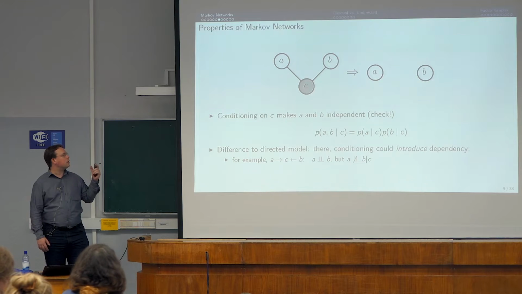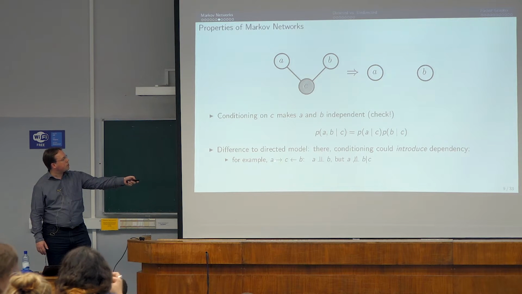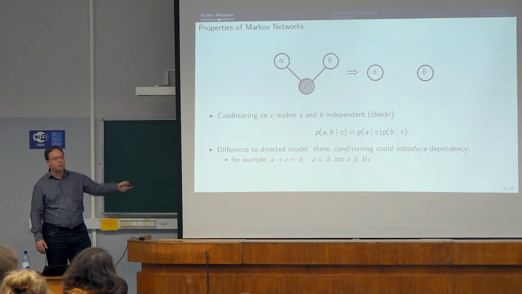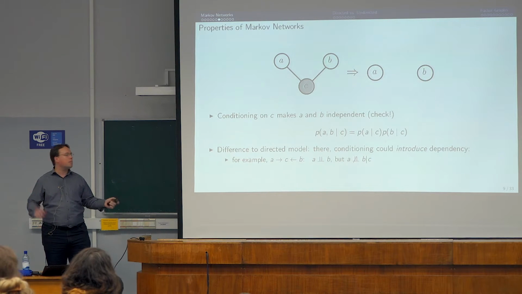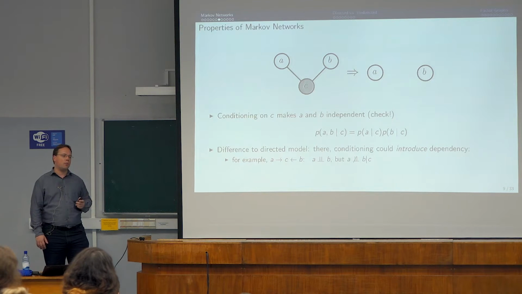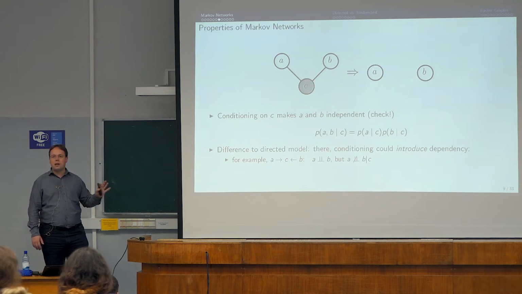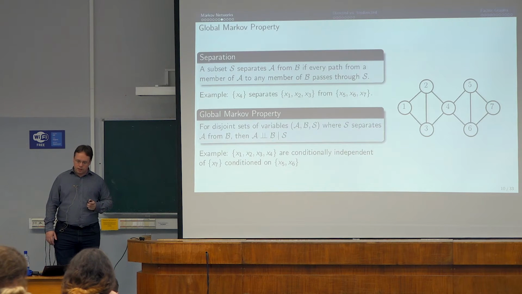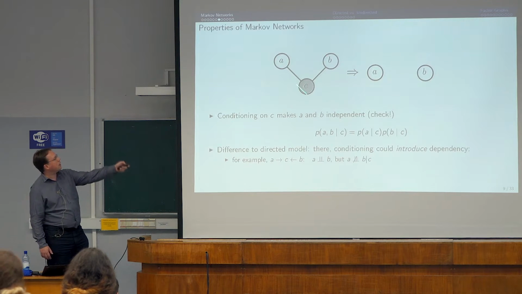So here, for example, we had this directed model, right? If C is a collider between A and B, then A and B themselves might be marginally independent of each other, but the moment you condition on C, they become dependent. Very annoying property. Undirected models don't have that. Undirected models always have this nice property.